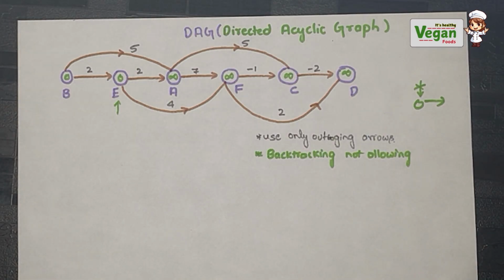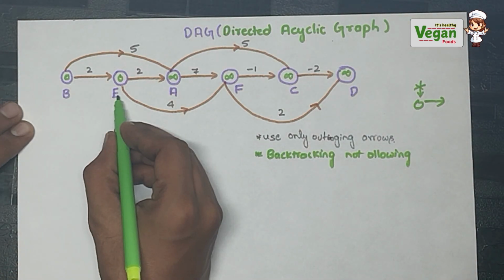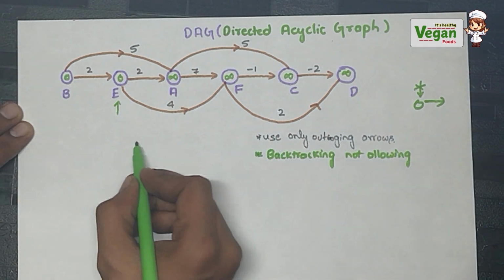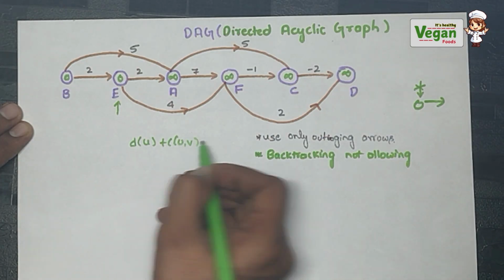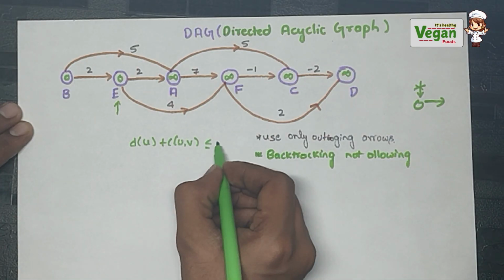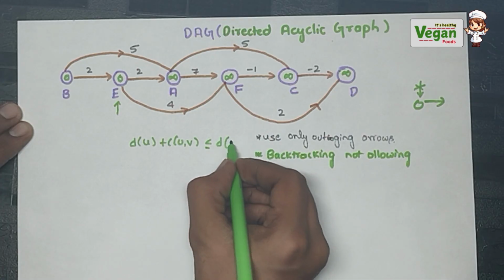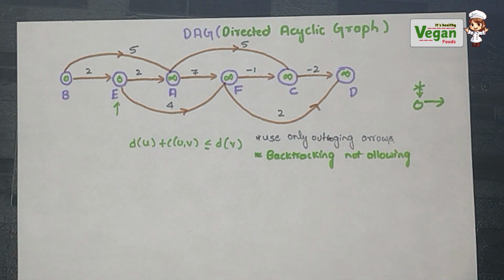How to find them? Let's see. First, let's use a simple formula, that is d of u plus cost of u comma v less than or equal to d of v. So this is the simple formula we will be using. If you don't know it, while solving the problem you will come to know it by a simple trick.